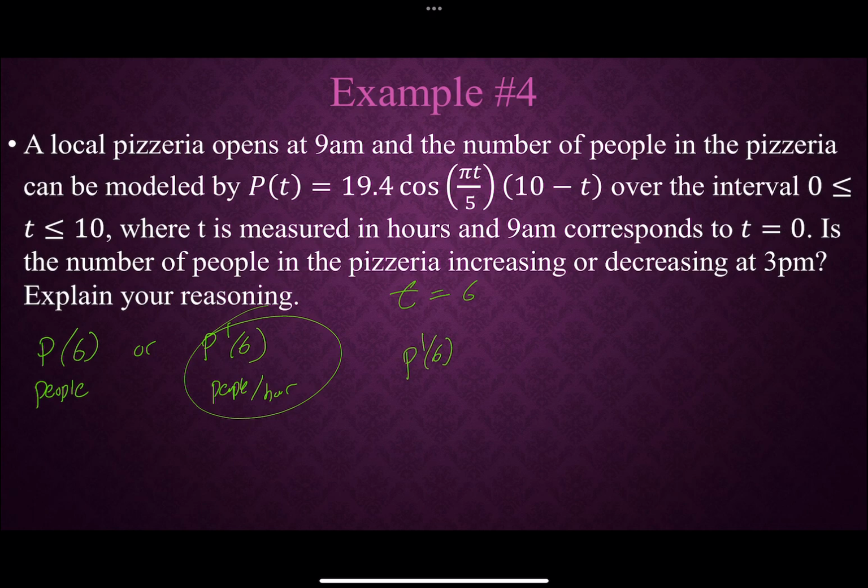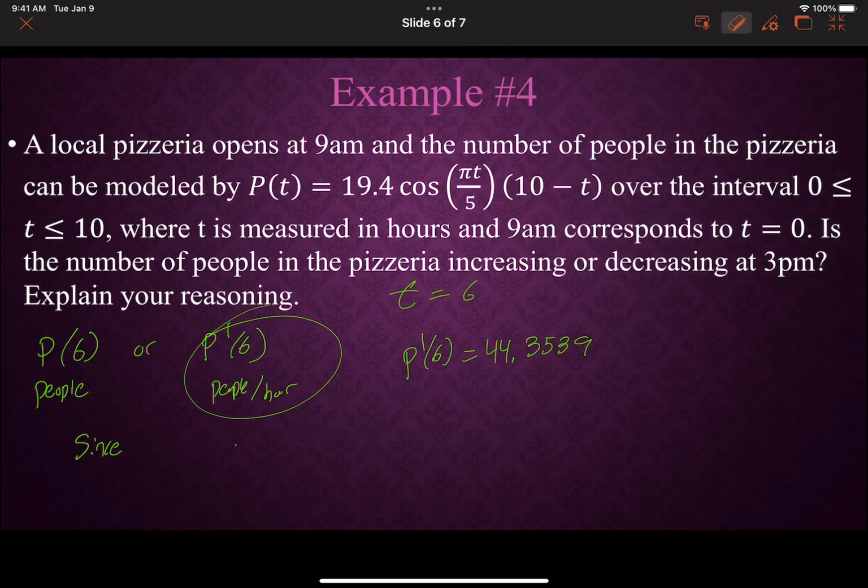So P prime at 6, again, don't do the derivative by hand, it's a funky product rule. Everything else, do your n-deriv tool. You'll find you can get 44.3539. So very simple, explain your reasoning. Since P prime at 6 is, well, it's actually right there. You can actually see what I wrote. That was messy. P prime at 6 is positive. The number of people in the pizzeria is increasing.